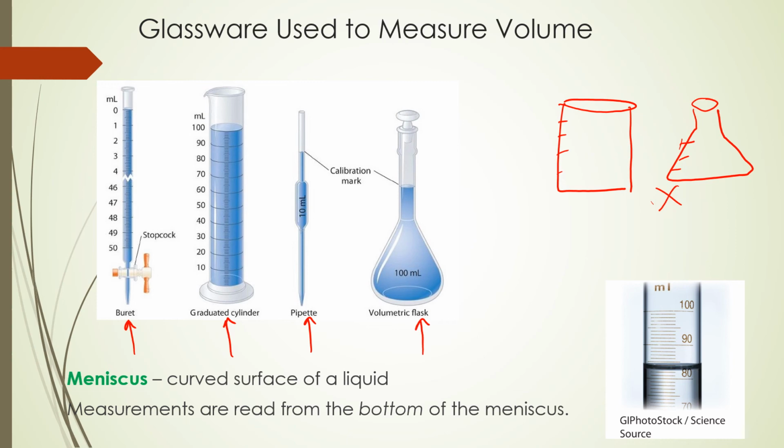Anytime you measure a liquid in any of these glassware, liquid level will never be flat. It's always going to be curved, for example, shown here. So it will be slightly curved. This is known as meniscus. Meniscus is the curved surface of a liquid. Whenever you measure any value, we always go with the lower part of the meniscus, not the top part of the meniscus.